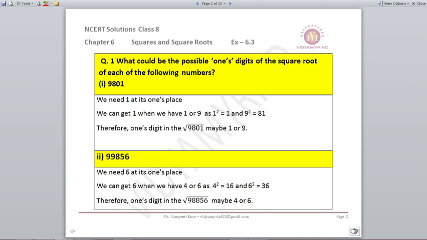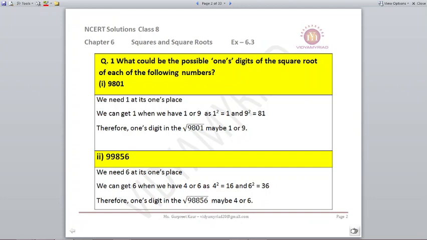Question number 1. What could be the possible ones digit of the square root of each of the following numbers? Now we are given the numbers, and we need to find out where the ones digit of its square root will come. The number given to us is 9801.